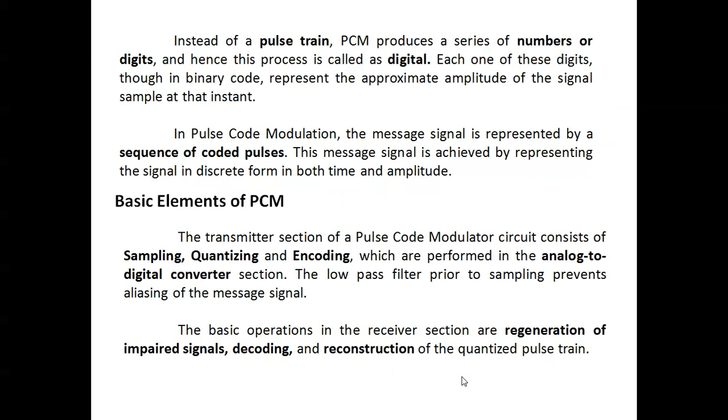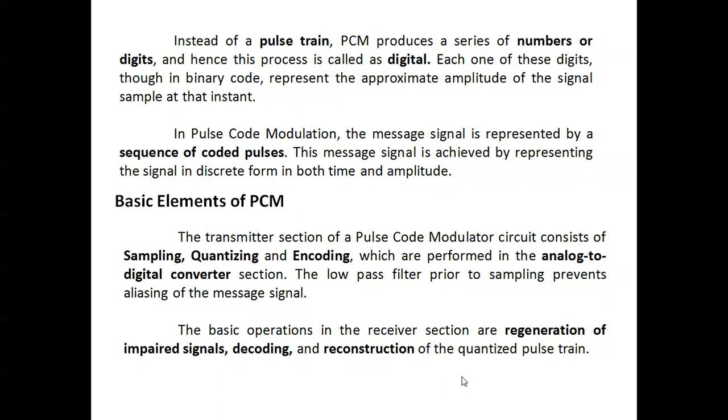So instead of a pulse train, pulse code modulation produces a series of digits. Previously it was a pulse train; now a series of numbers or digits is produced. Previously, in PPM, PWM, PIM, a pulse train is produced. Here the number or digits is produced. That means zeros or ones are produced for the analog signal. So that is called pulse code modulation.